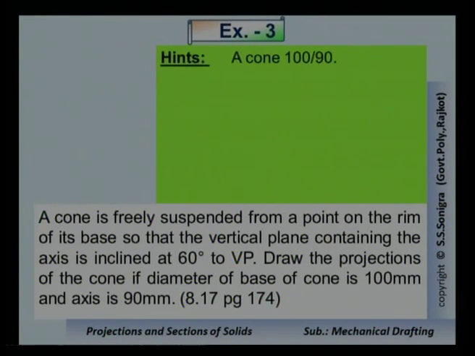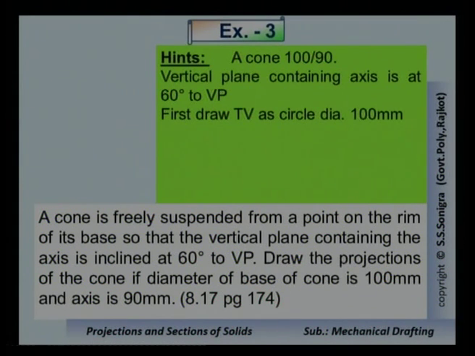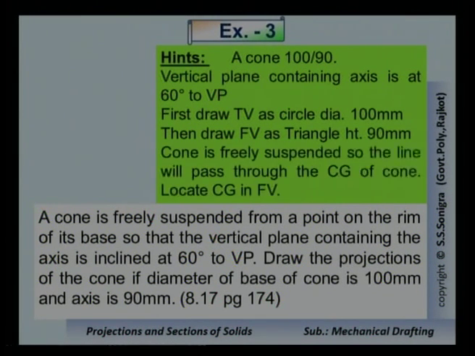A cone 100 by 90 is given. We should write the given data in a small segment so that it would be easier to redraw this problem. So first we insert the dimensions, cone 100 by 90, then vertical plane containing axis is at 60 degree to VP. First draw top view as a circle diameter 100 mm, then draw front view as a triangle having height 90 mm. Cone is freely suspended so that the line will pass through the CG of the cone. If we freely suspend any solid, then line of action from the suspension point will pass through its center of gravity, and that would be a vertical line.